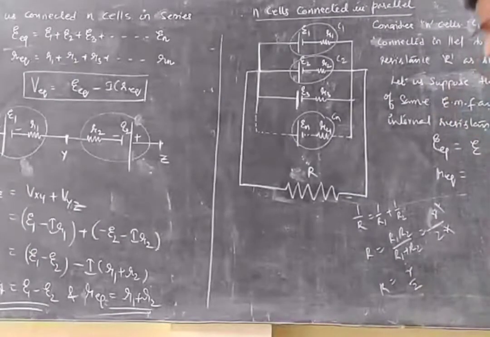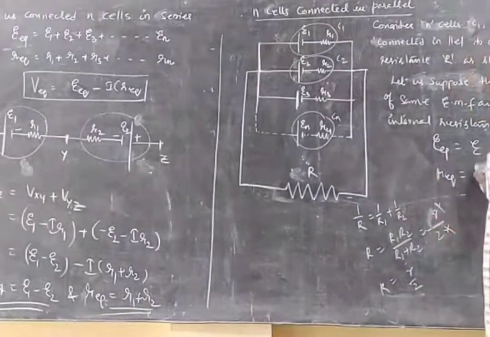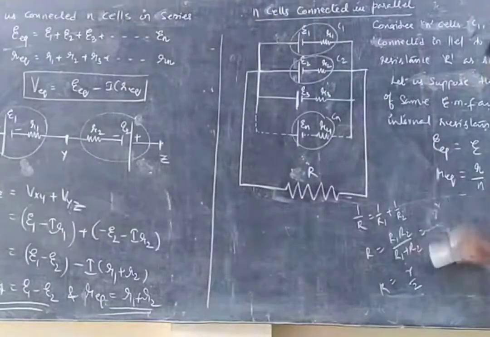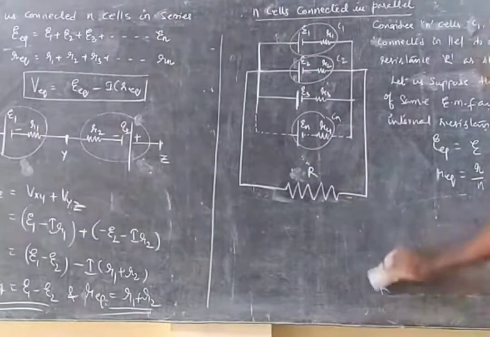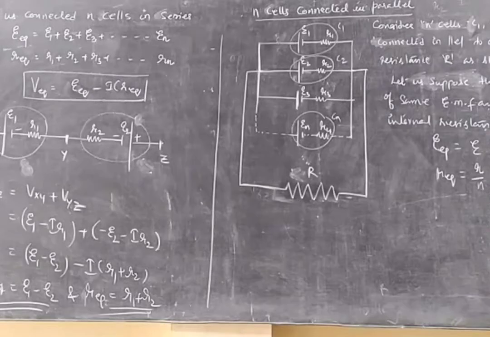R by 2. How many resistors have we taken? 2 resistors. So the equivalent resistance will be R by N. Therefore, the equivalent resistance in this case is R by N. Now what we have to do? We have to calculate the potential difference or the current drawn from the circuit.